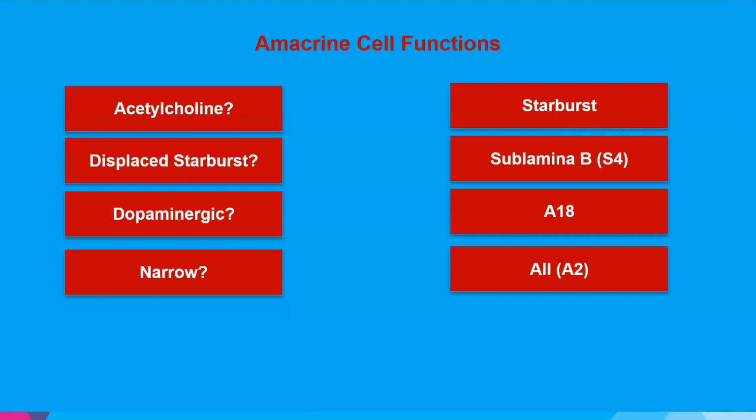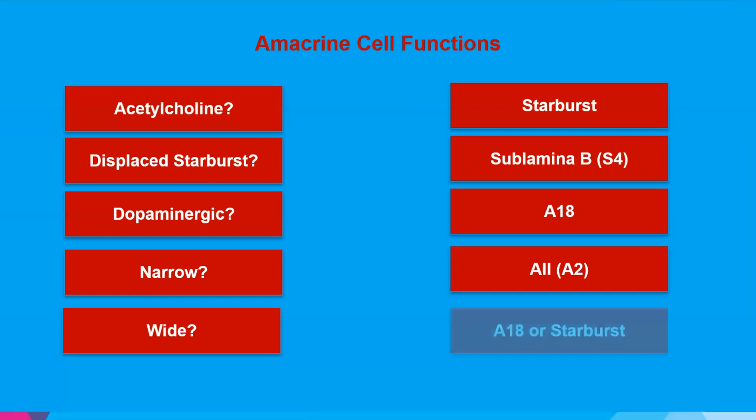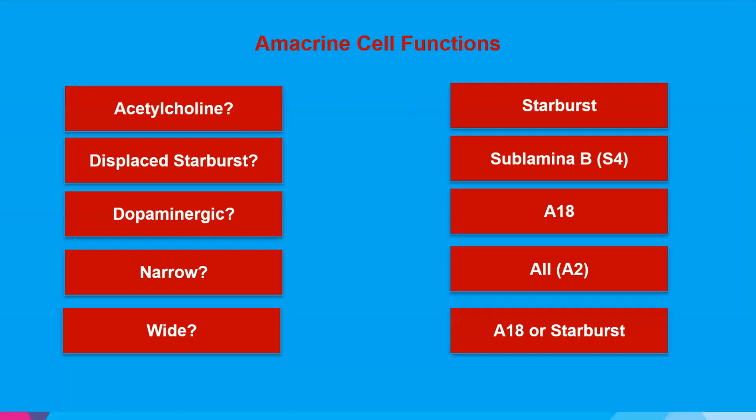So the A2 cells are really narrow. They focus on the connection between the diffuse rod bipolar cell and the nearby cone on bipolar cell and nearby cone off bipolar cell. Which ones are wide then? What's the inverse of that? The starburst and the A18, exactly. Okay, so that was amacrine cells.